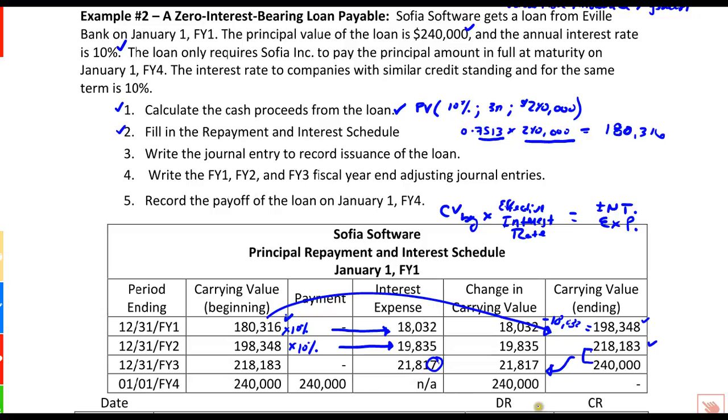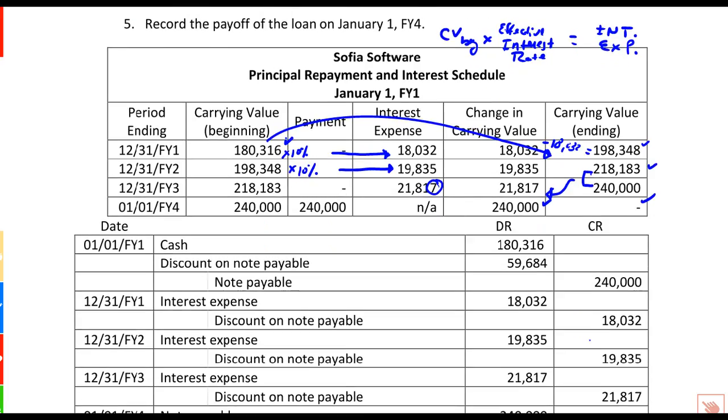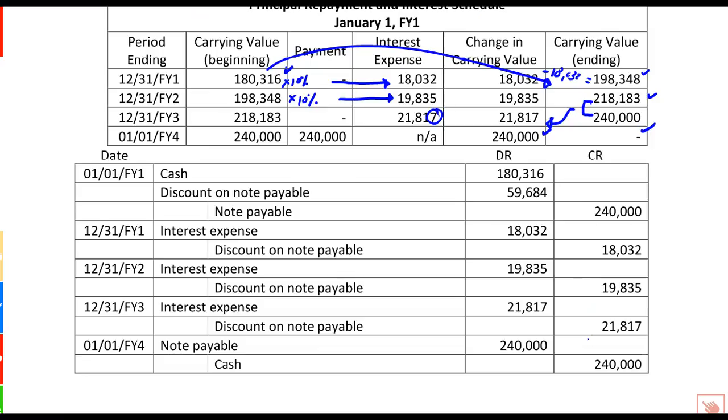Alright, that way you plug the last year, and this ends up being 0, and your total carrying value ends up being $240,000, which matters because you're going to make a $240,000 payment. Now, let's go look at the journal entry, see how we deal with this.